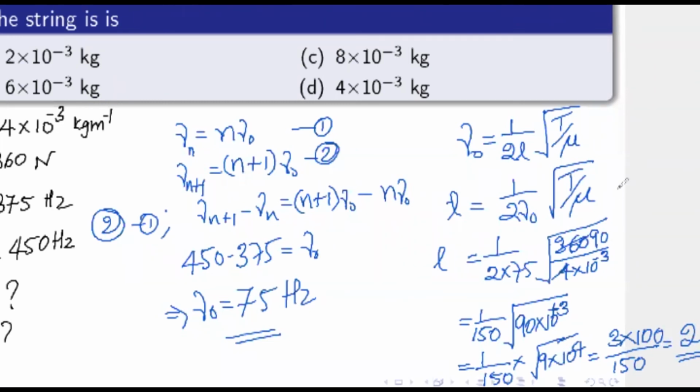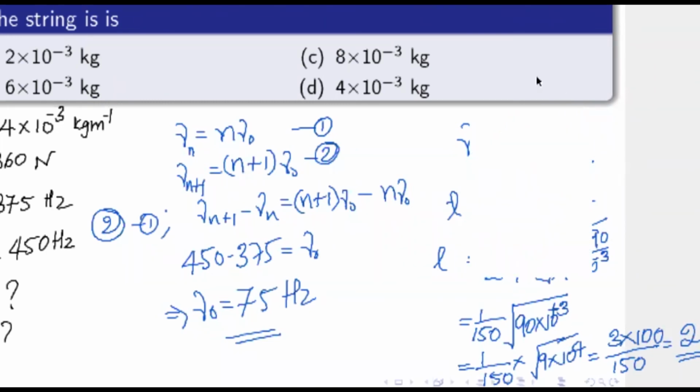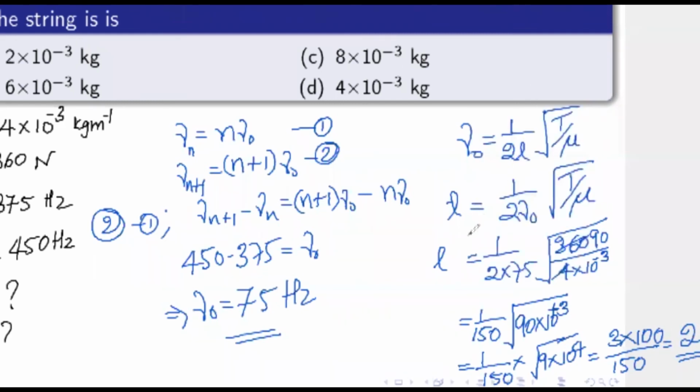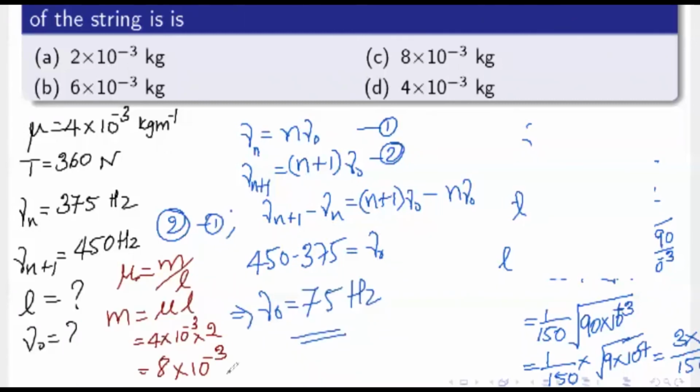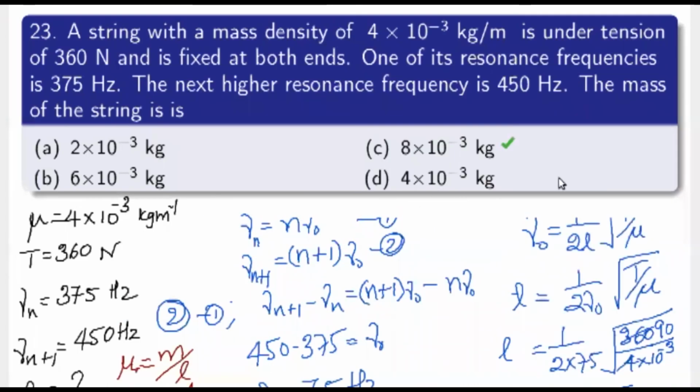Now, how do we calculate the mass of the wire? By knowing length and linear mass density. So I can calculate that. Mu is mass per unit length, or mass equals mu into length. What is mu? It is 4 into 10 power minus 3, into length, which is 2 meters. So the correct answer is 8 into 10 power minus 3 kgs. Option C is correct.